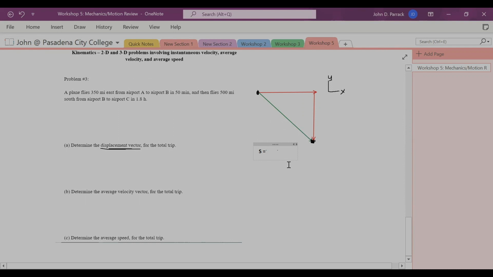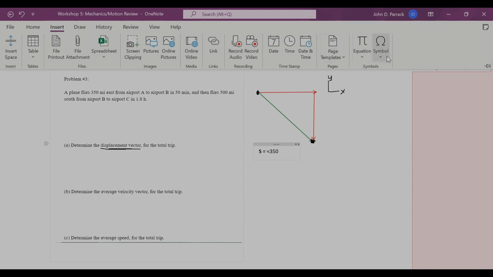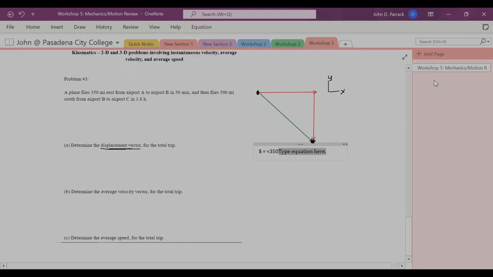Okay. So we got our vector here. We travel 350 miles east. That's in the positive x direction. So 350, and this is in the direction of x hat. Can I do an x hat here? Insert equations.